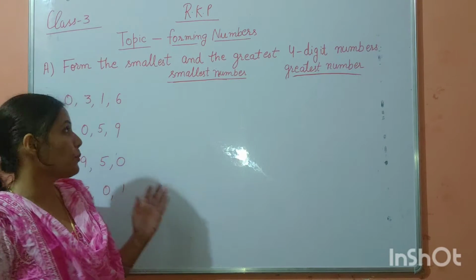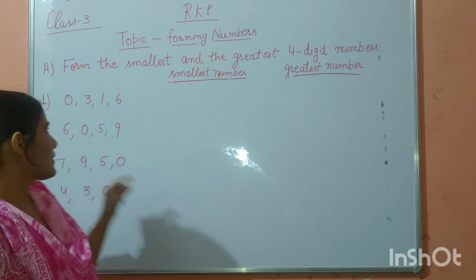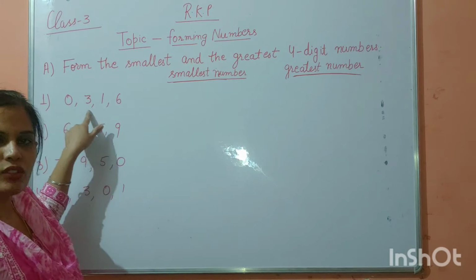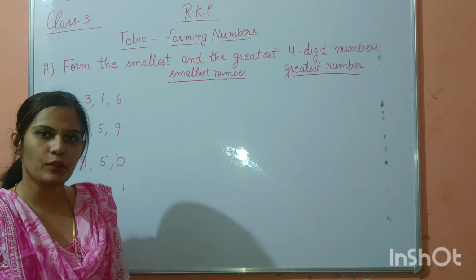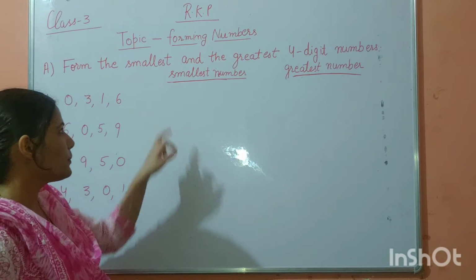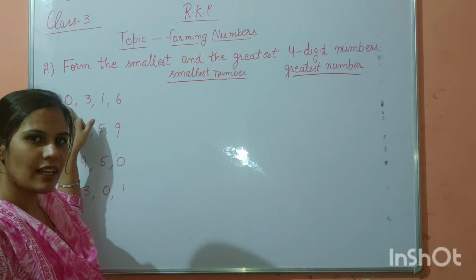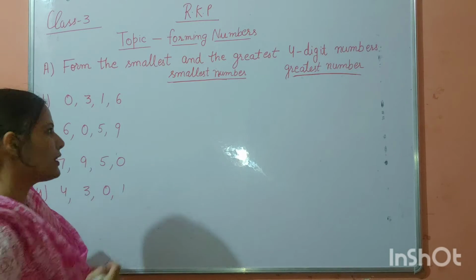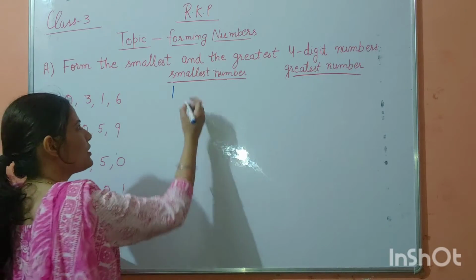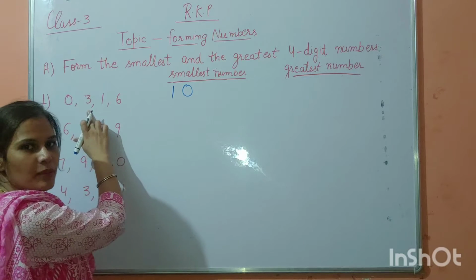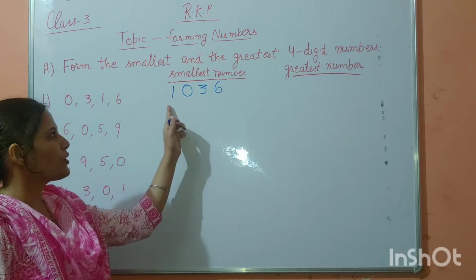So students, there are some questions in which we have to find the smallest number and the greatest number. Your first question is 0316, and if I want to know the smallest number, then what will I do? As I told you, the first number should be the smallest, but the smallest number is 0, and we can't start any number with 0. So then what's your second smallest number? That is 1, and after that you put 0. Now the next smallest number is 3, and after that the highest number is 6. So what's your number?